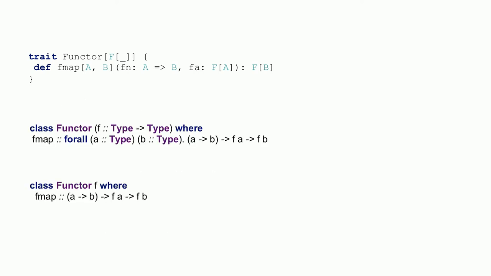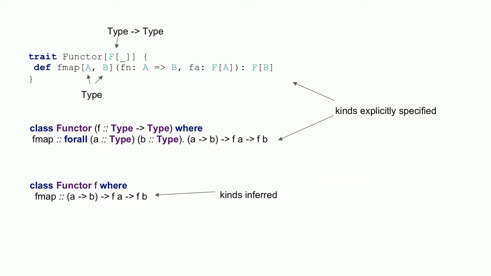I'll compare them again. So I've got the Scala Functor as a trait, the fully expanded Haskell variant and the contracted Haskell variant. And actually, these top two contain the same information. They both have all of the kinds of their types explicitly specified, even though it doesn't quite look like it in the Scala variant. And that's just because of the syntax.